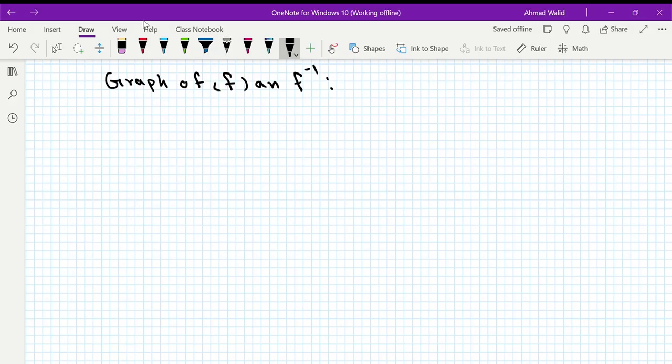In some books, they give you kind of a definition. The graph of f and its inverse is actually the reflection of f around the line y equals x, which is a diagonal line, correct? It's kind of a reflection. But how to graph it in an easy way? Let me explain it in an example. Example number 1.